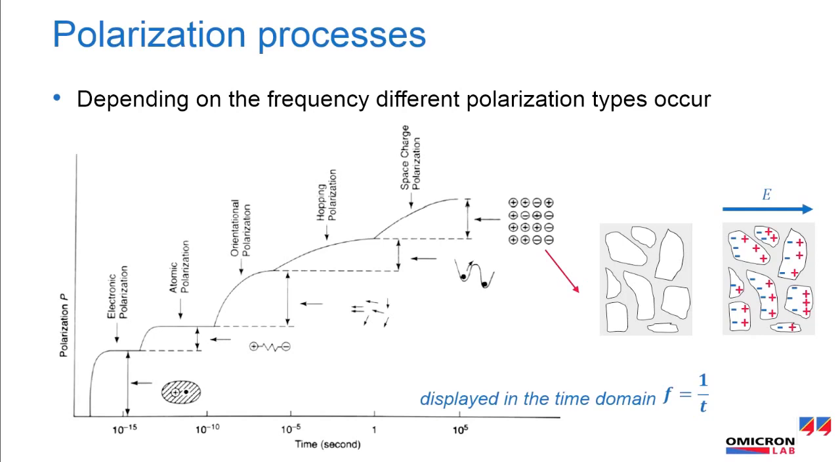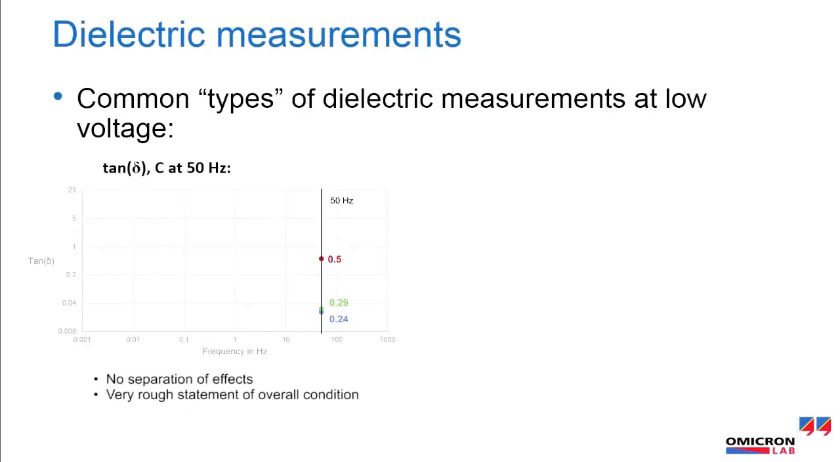This can be seen in the lower frequencies from 1 Hz to microhertz, testing materials like composites or insulation surface skins. This slide shows why it is necessary to measure the whole dielectric response for an accurate material analysis. The measurement of the tangents delta at mains frequency allows just a very rough statement of the overall condition and no separation between different effects like changes in the material due to aging, quality or structure.